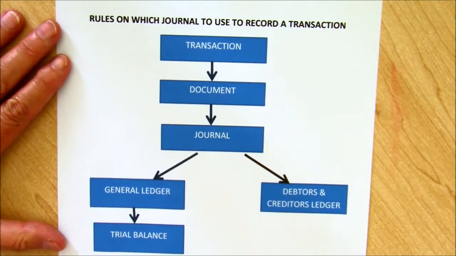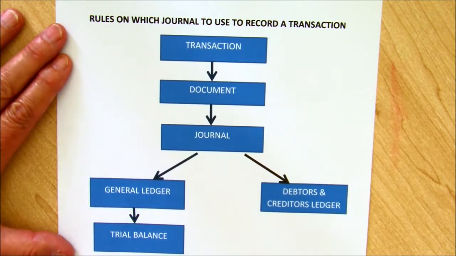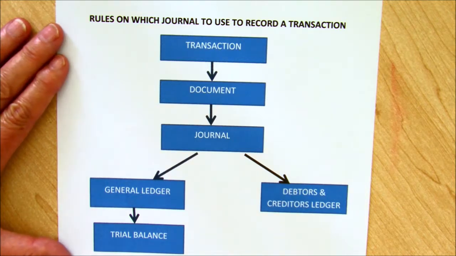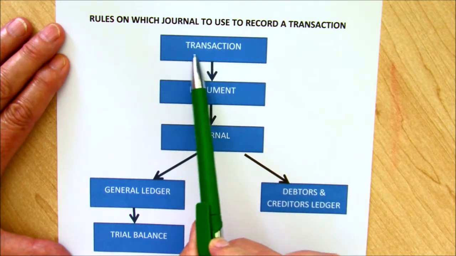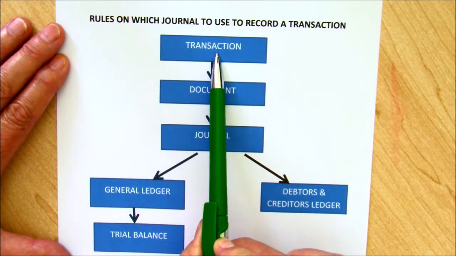Right, good day learners. A very big section of the grade 10 syllabus that is focused on in the first 6 months of the year is that of the bookkeeping process. Now the bookkeeping process involves the fact that a transaction will take place. In other words, an event will happen.